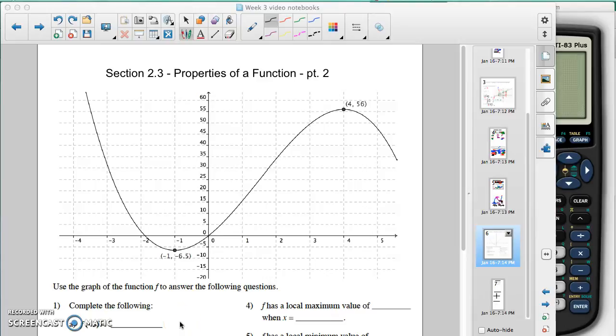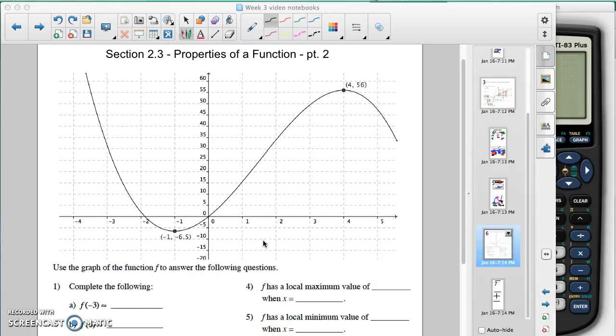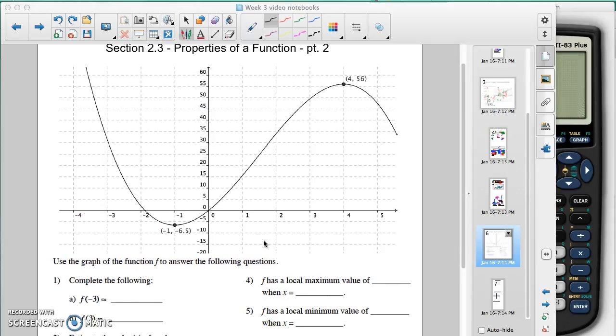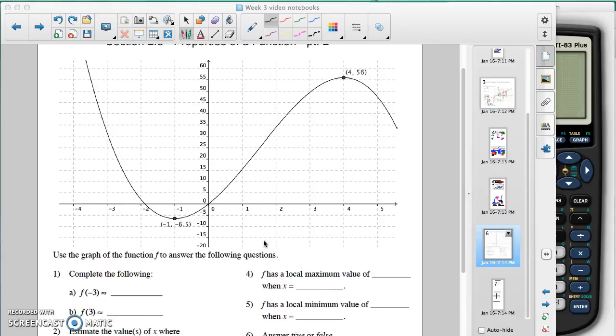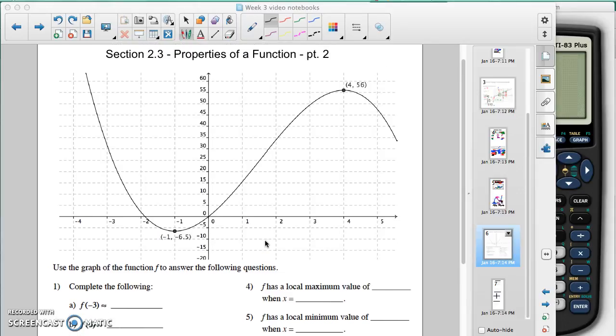Alright, in this video we'll continue with the properties of a function in section 2.3. This is one of the handouts found in your documents for week 3, so if you want to figure it out first and then come back to this video and check your work, you might want to pause this and do that. So we're moving on to this worksheet found in your documents folder.